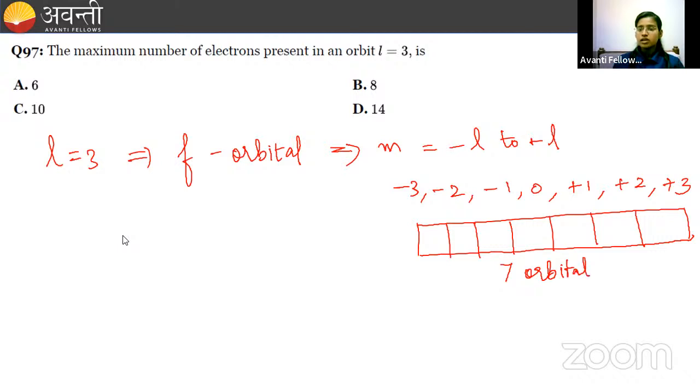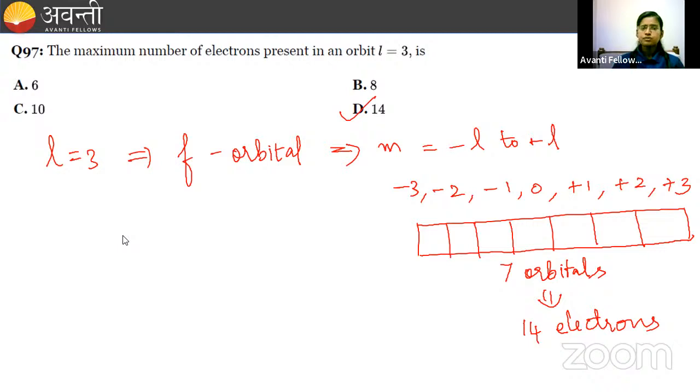7 orbitals and each orbital can take 2 electrons. So 7 into 2 will be 14 electrons. So the maximum number of electrons present in an orbit L is equal to 3 is 14. So option D is the correct answer for this question.